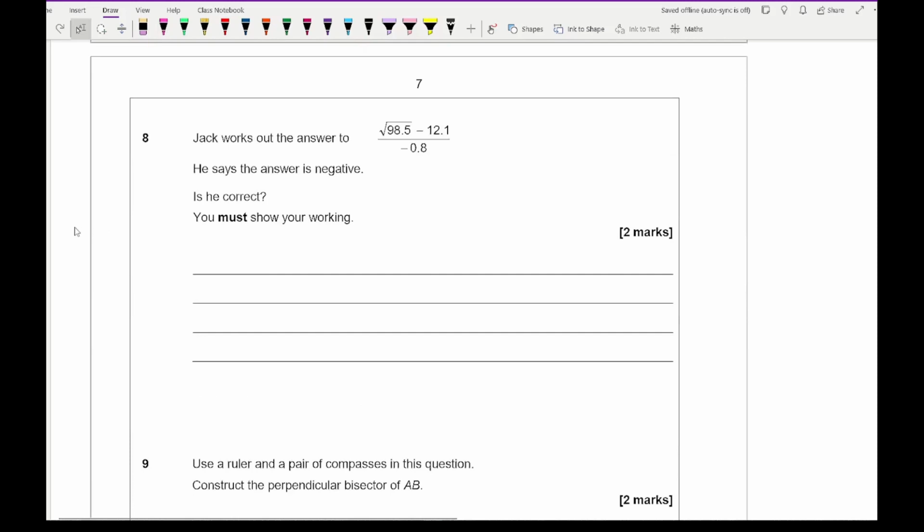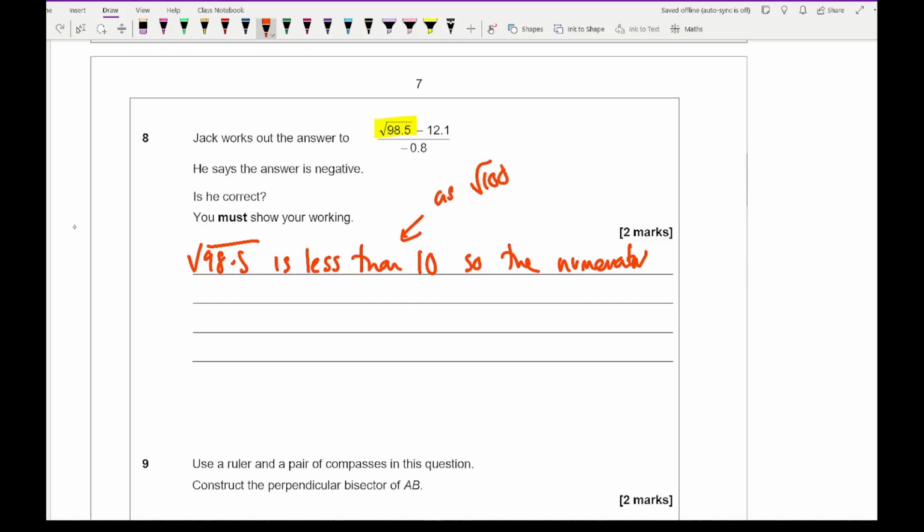Now for question 8, it says Jack works out the answer to root 85.5 minus 12.1, all divided by 0.8 minus 0.8, and he says that his answer is negative. Is he correct? Well, we know that root 98.5 is less than 10, as root 100 equals 10 and 98.5 is less, so the answer will be less than 10.